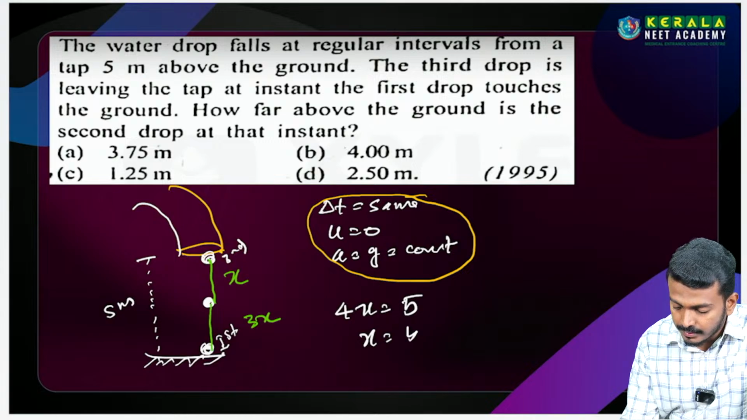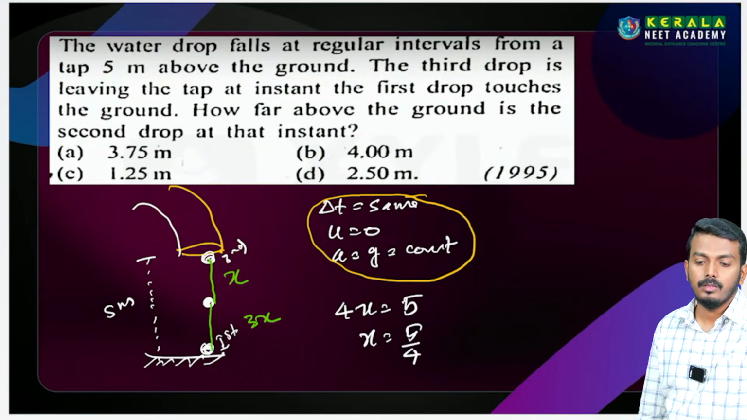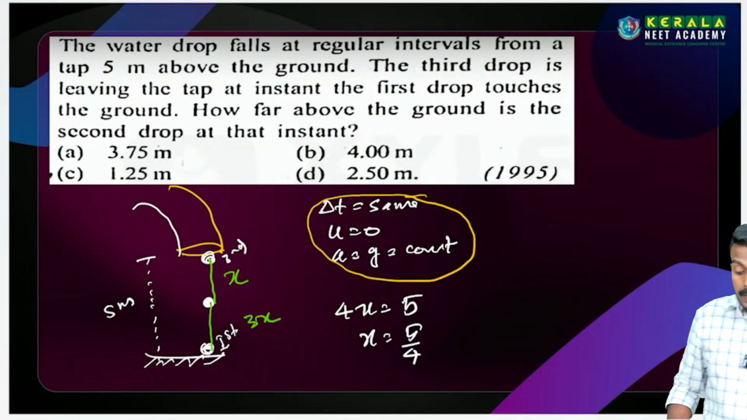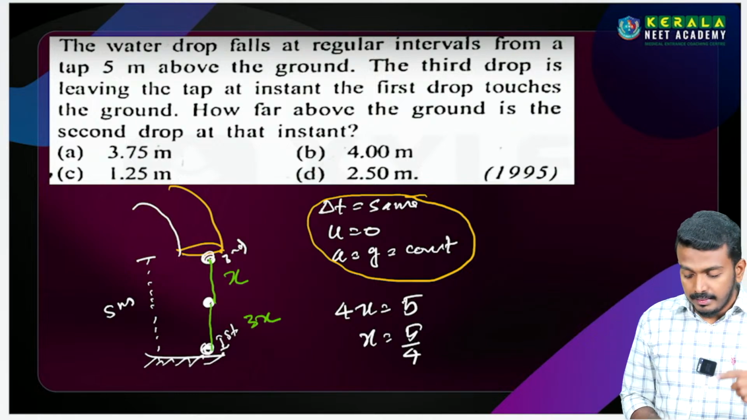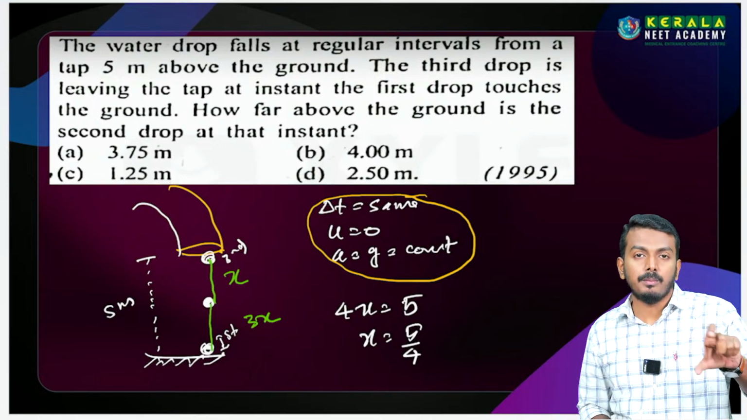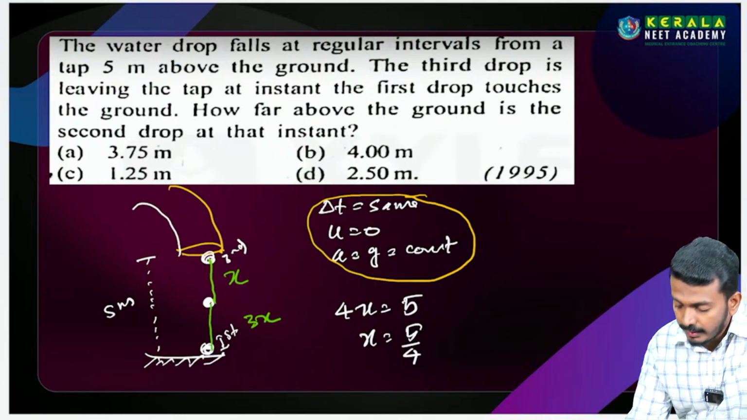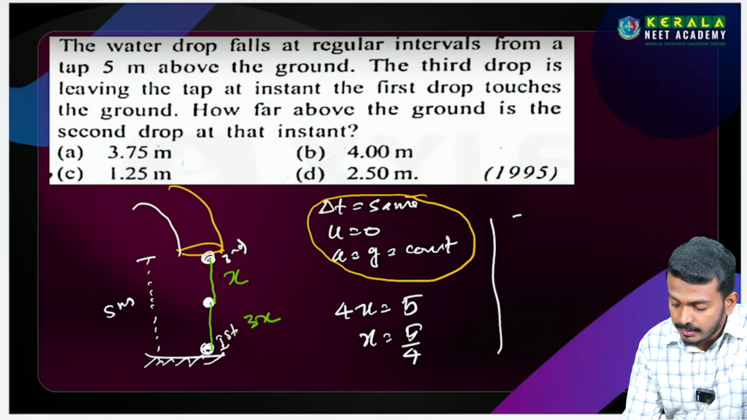Then what is the value of x? Yes, 5/4. Value of x is 5/4. But actually what is the question? Second drop, what distance from the ground? That is the question. Actually, second drop, how much distance is it?